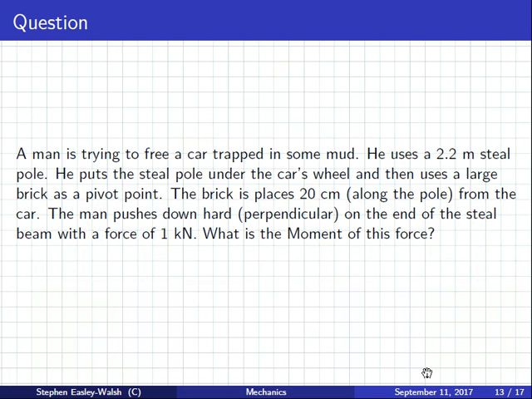Now, we've got a couple of questions. A man is trying to free a car that's trapped under some mud. He uses a 2.2 meter steel pole. He puts the steel pole under the car's wheel and then uses a large brick as a pivot. The brick is 20 centimeters from the pole and the man pushes down to try and lift the car up. What is the moment? So, it's force times distance. What's the force here? What did I say the force is? How hard is he pushing down? 1 kilonewton. And what's the distance to the turning point? 2 meters. Yeah, very good.